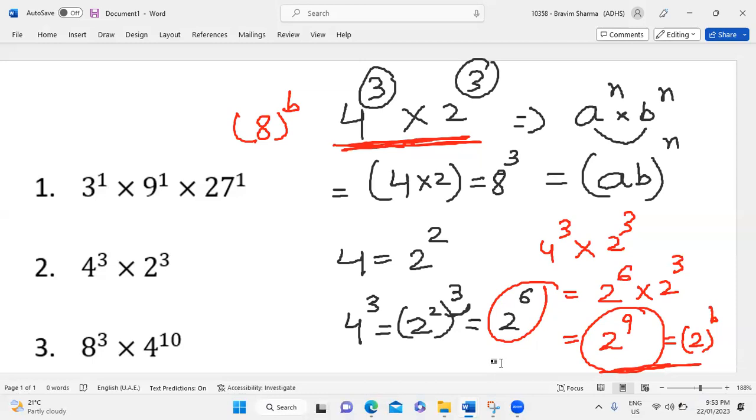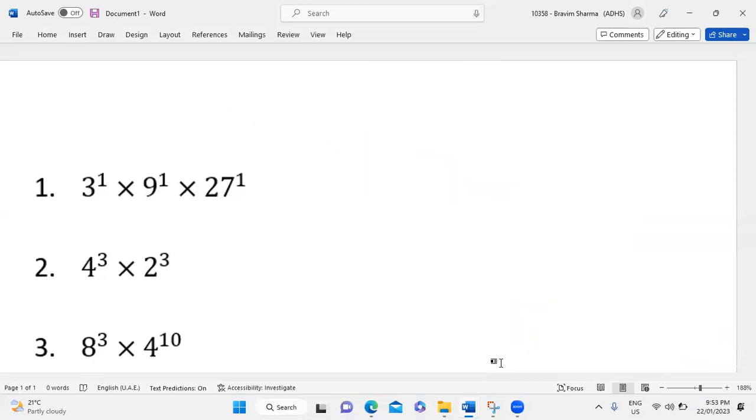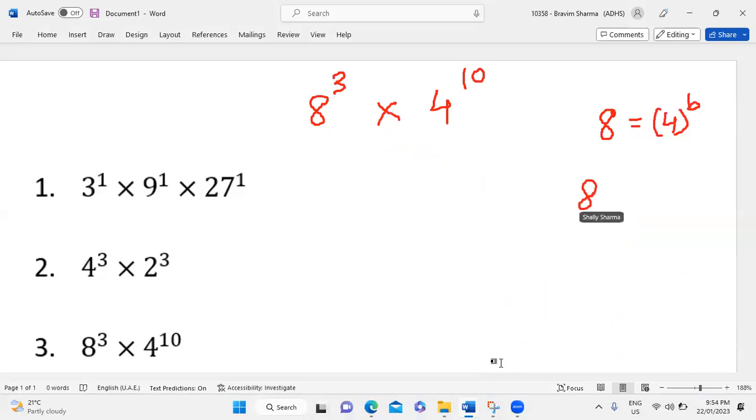Okay. Next question is 8 raised to the power of 3 times 4 raised to the power of 10. Now the question is here, I cannot express 8 as a power of 4. See, some of the students will make a mistake, they will write it is 4 times 2. No, we are not supposed to write it as a multiplication. We have to write it as an exponent, a power of.